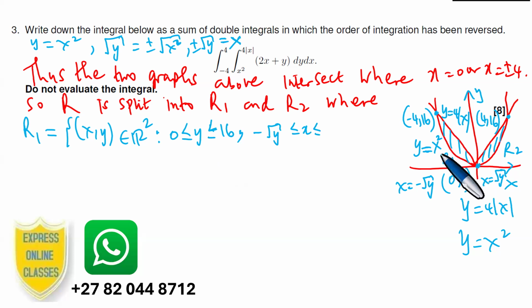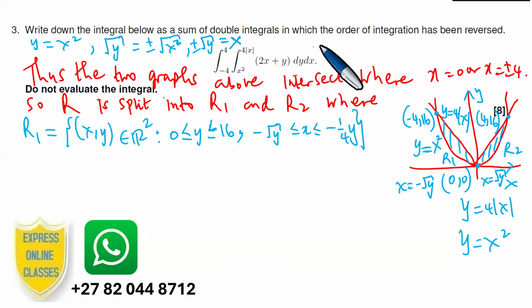Our x now, and now your x would be, in what way would the x be actually studied? So you can see, therefore, that our x would be from minus the square root of y to whatever x is here. What is x there? So x would be minus 1/4 y, like that.